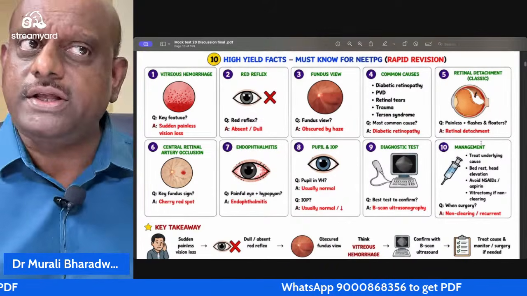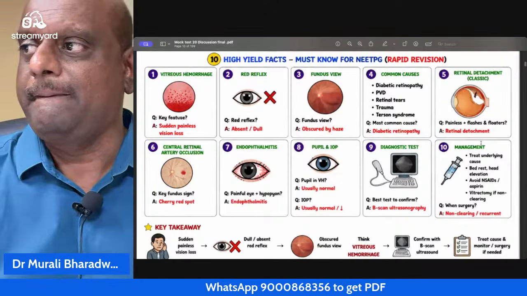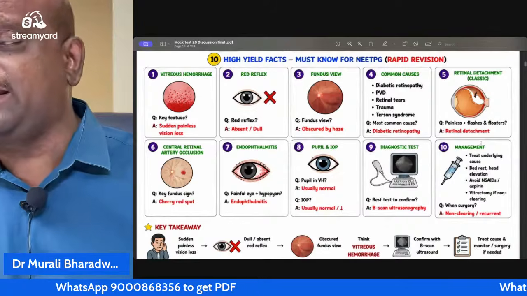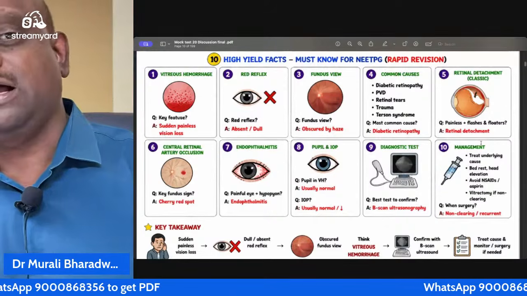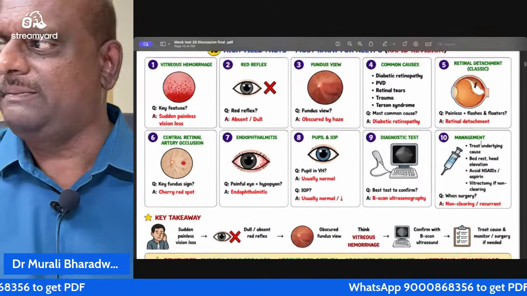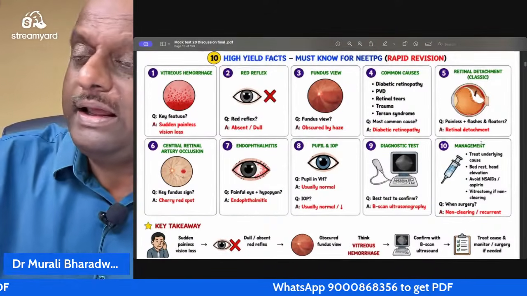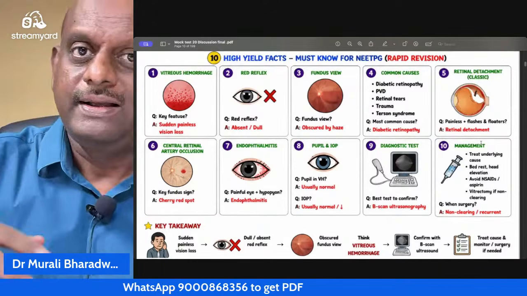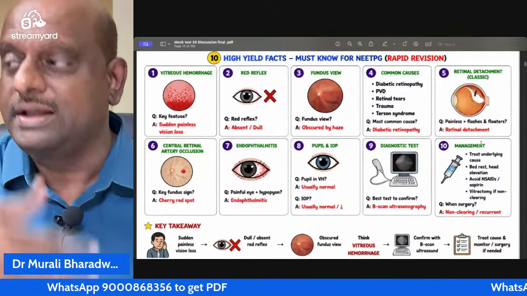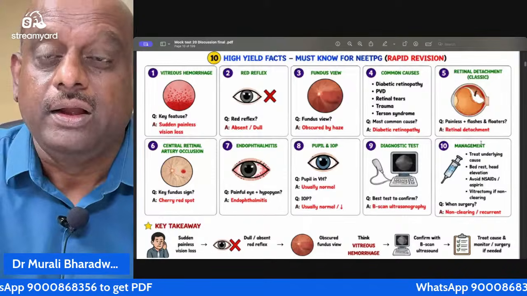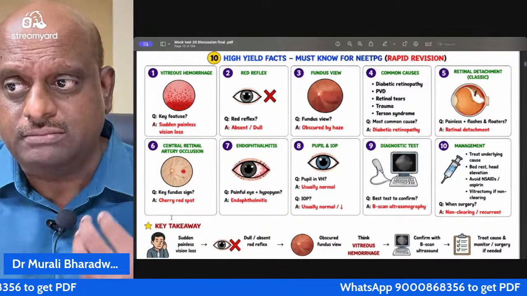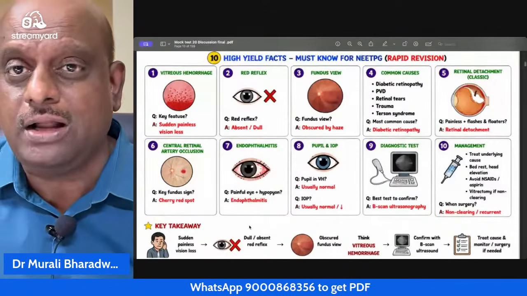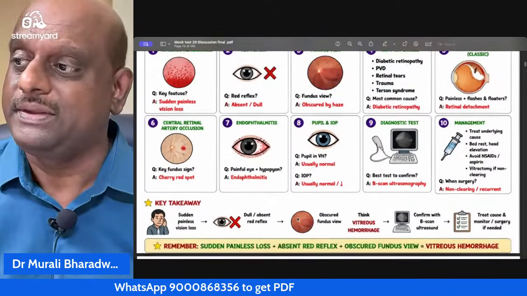What are the common causes that lead to bleeding into the vitreous? Diabetic retinopathy, peripheral vascular disease, any retinal tears, trauma, they are all the causes. Most common is diabetic retinopathy. Suppose if it is retinal detachment, painless sudden flashes and floaters equals retinal detachment. If it is central retinal artery occlusion, it is cherry red spot. If it is a painful eye with hypopyon, think of endophthalmitis.